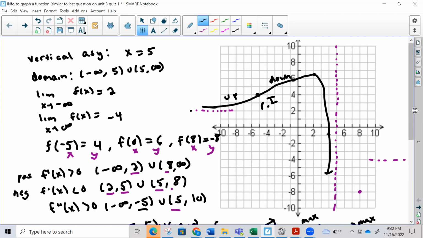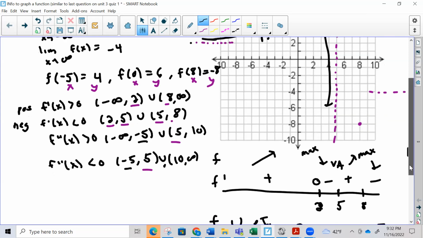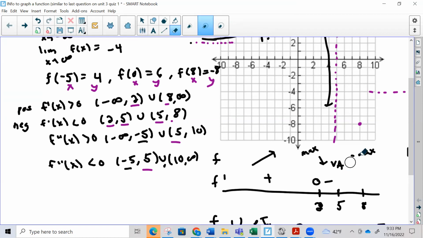So then on the right side of the asymptote, we know my function. Oh, sorry, I have this backwards. Let me fix this. My curve from 5 to 8 is negative, so it's still decreasing. And from 8 to infinity, it was positive, and so it's increasing. Sorry, I didn't look at this carefully. And so this is a min. Okay. So make sure you fix that.